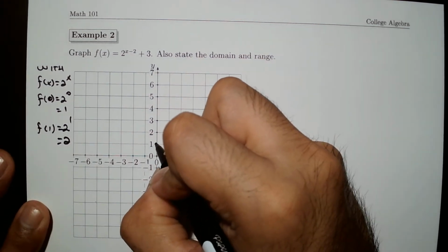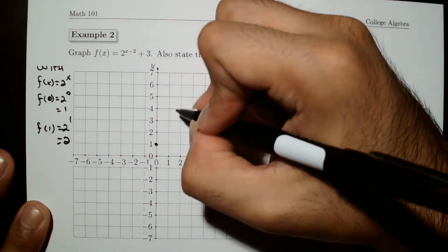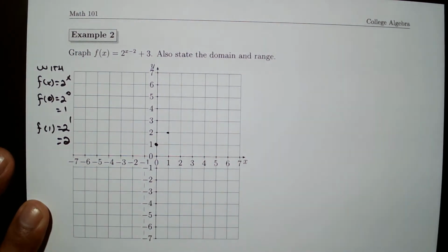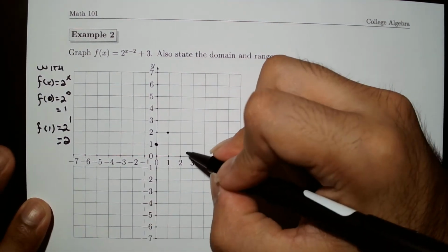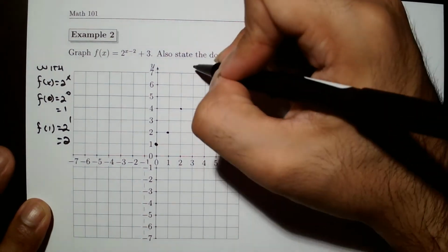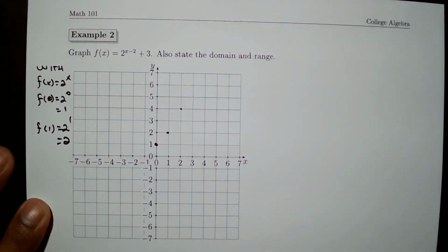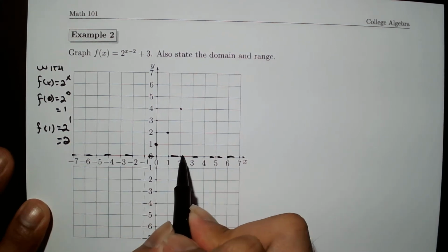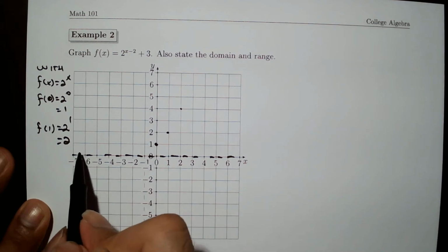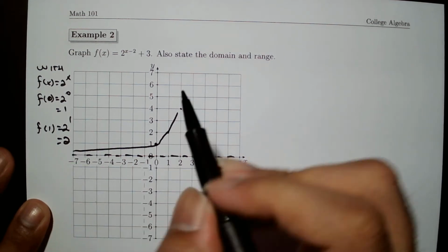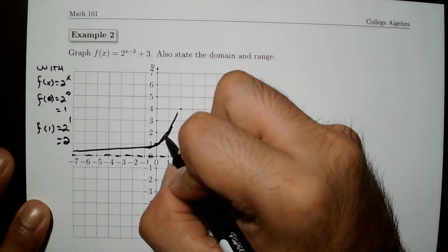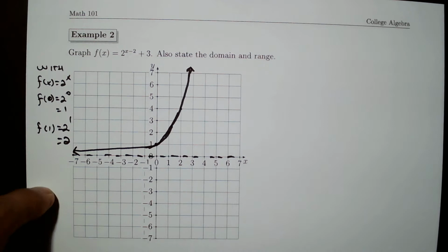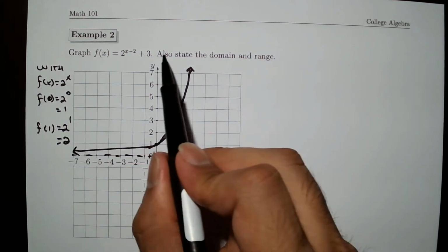So 0, comma 1, and 1, comma 2. Okay, so those are the points, maybe 2, comma 4, why not? And 3, comma, well, we don't have enough. So horizontal asymptote with a dashed line as usual, right? And then connect the dots. And like this. Okay, so that's the exponential function without the shiftings.